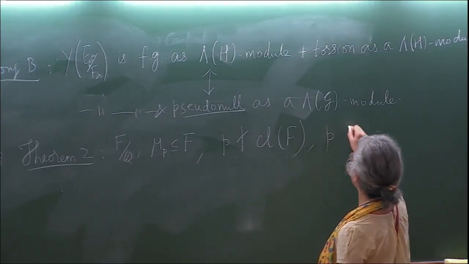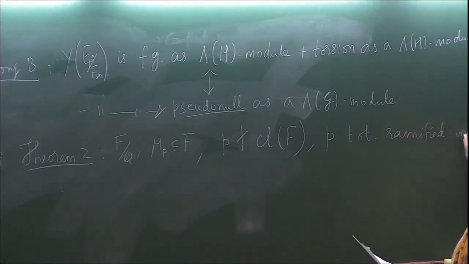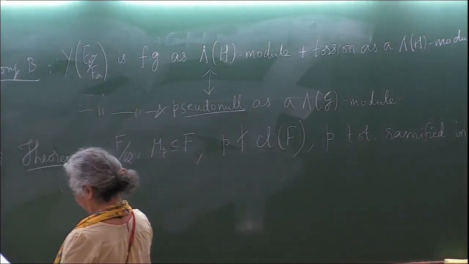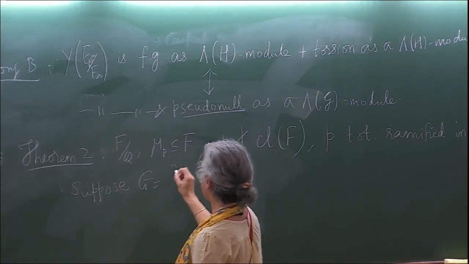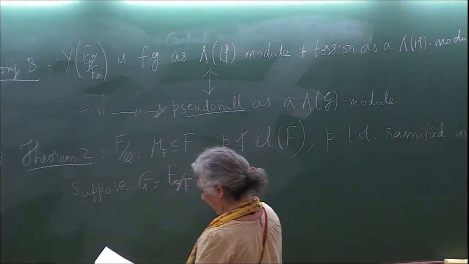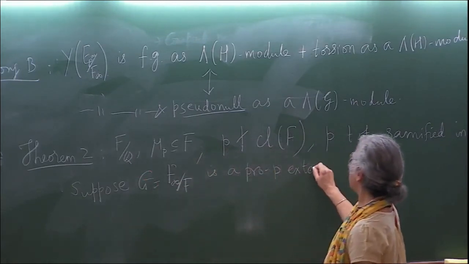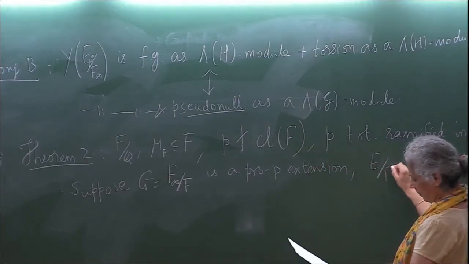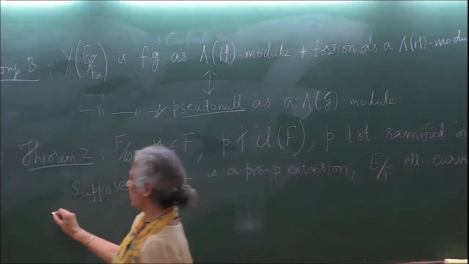and then I need to assume that p is totally ramified in F. And then suppose, take G to be a pro-p extension. Now F infinity is one such extension. F infinity over F is a pro-p extension. And E over F an elliptic curve. Then conjecture B is true.